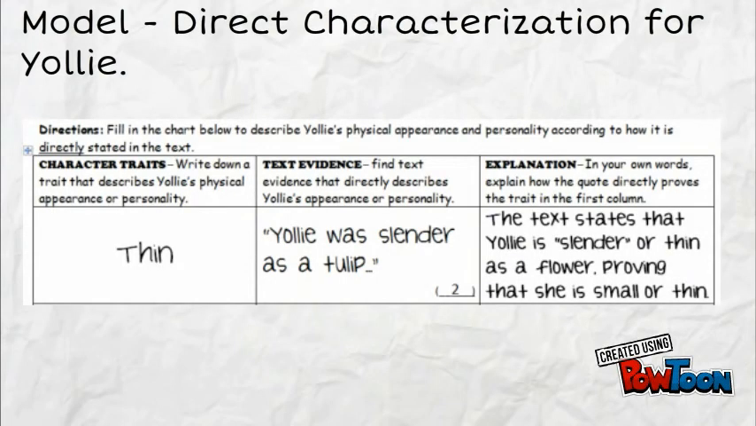Here is the direct characterization model. A physical character trait for Yoli is that she's thin. My text evidence states Yoli was as slender as a tulip. This shows me that Yoli is slender, or in other words thin, since it's stated directly in the text.